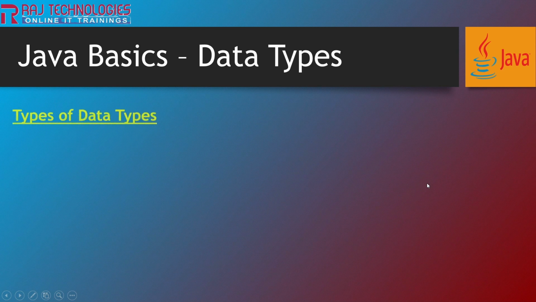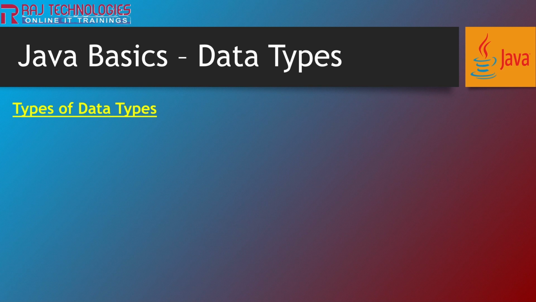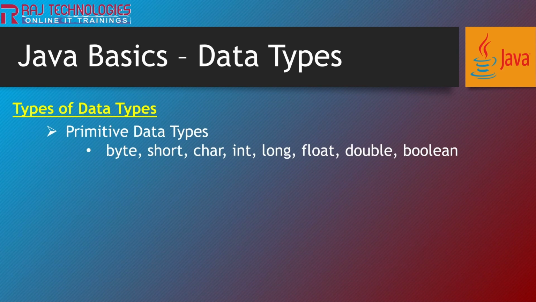In Java, we have two types of data types. They are primitive data types. Examples of primitive types are byte, short, char, int, long, float, double, boolean. And all these are keywords. They are in smaller case letters.